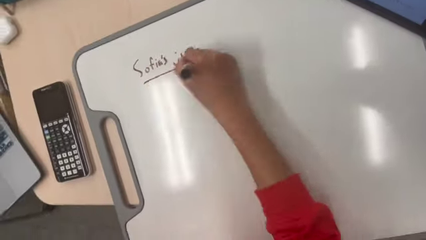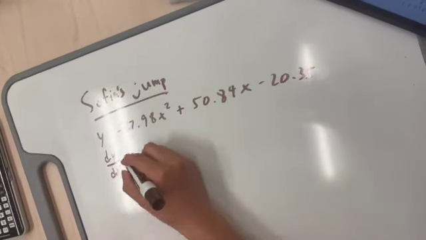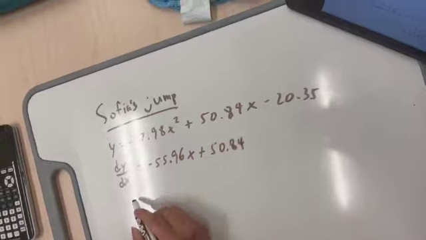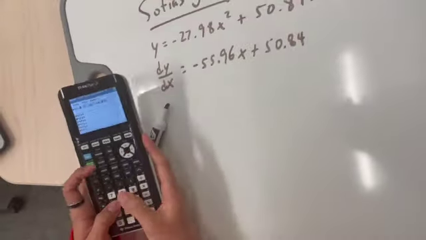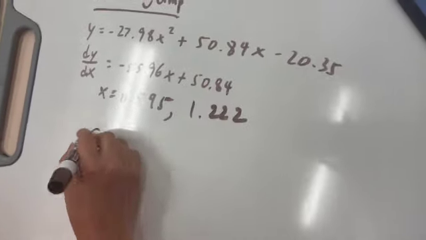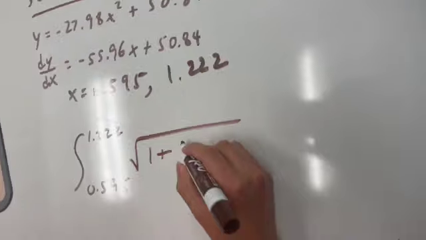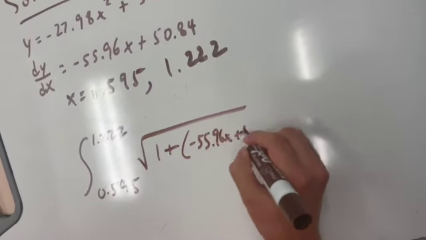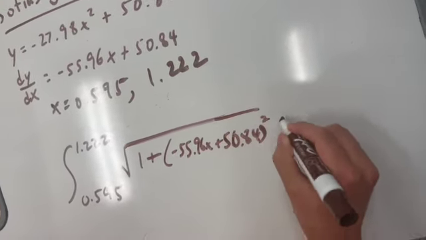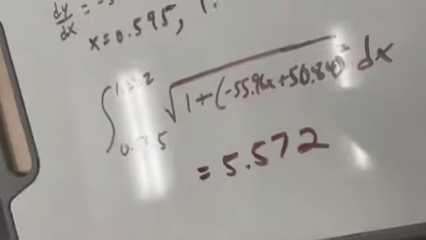After that, we found the derivatives of the equations and put them in the arc length formula. We also found the zeros of the equation so that we could put it in for the intervals of the integrals. This is me finding the zeros using my calculator. I then put the zero values into the interval of the integrals, used the arc length formula, and put everything into a calculator. And we got 5.572 inches.